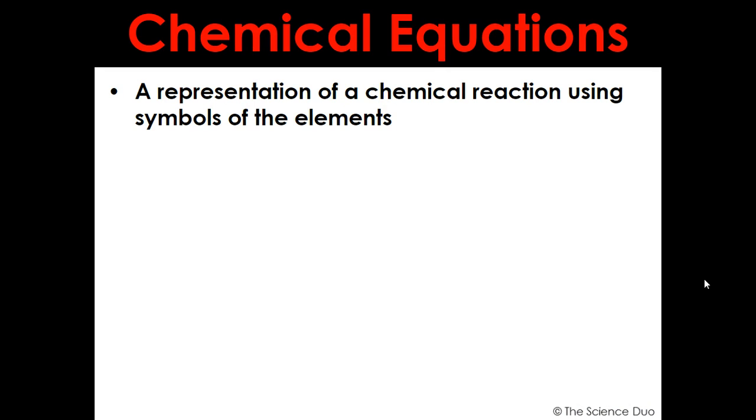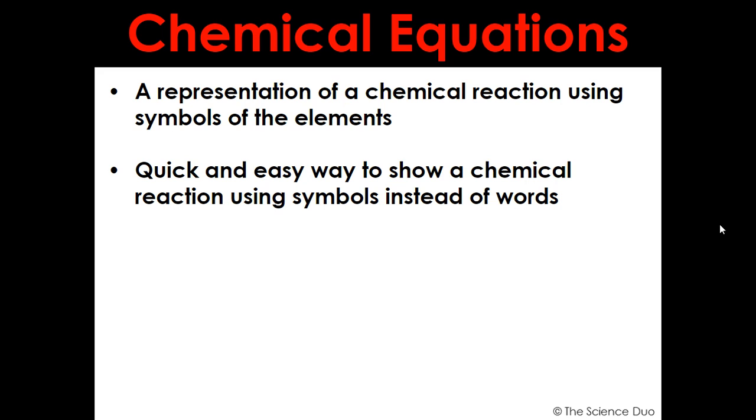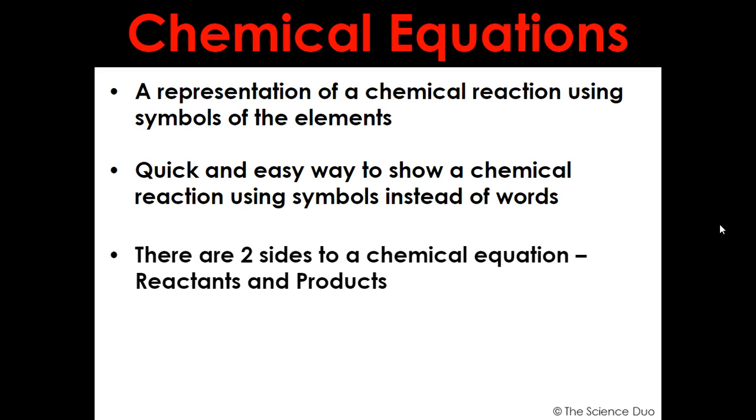They are a representation of a chemical reaction using symbols of the elements. For example, carbon is C, hydrogen is H. So again, we're going to refer to the periodic table and look at the name of the element and also see what the chemical symbol is for the element. It is an uppercase letter and sometimes an upper and a lowercase letter. It's a quick and easy way to show a chemical reaction using symbols instead of words.